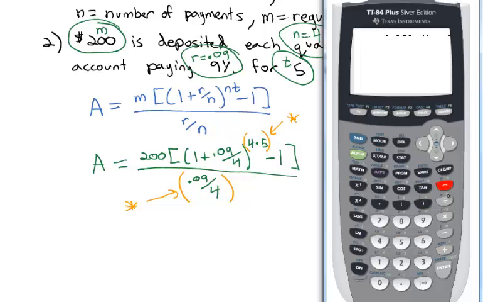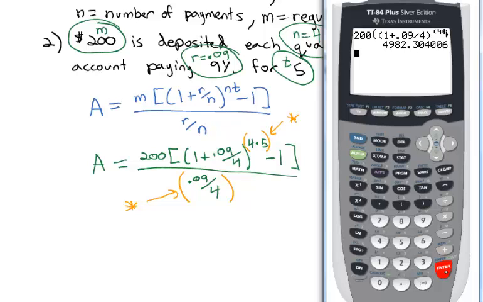We'll use the caret to go up into the exponent. I always suggest putting the exponent in parentheses, 4 times 5, close the parentheses. If you have to scroll out of the exponent, depending on the type of calculator you have, minus 1, close the parentheses, divided by, and here we have our extra parentheses, 0.09 divided by 4, close the parentheses, and finally we get to hit enter.